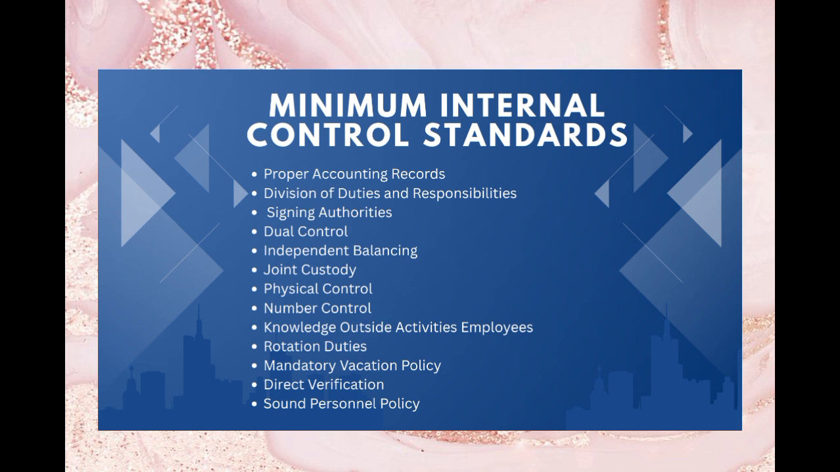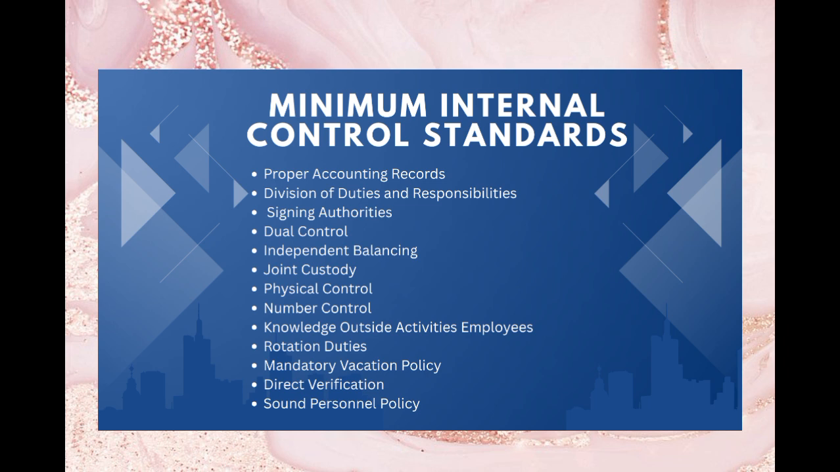Joint custody. Joint custody is when two or more persons are involved in the safekeeping of physical properties, including documents. It means that at least two people are responsible for the security and safekeeping of physical assets such as cash, important documents, or other valuable items. This shared responsibility reduces the risk of theft or loss because no single person has complete control. It is a control measure to enhance security and prevent fraud.